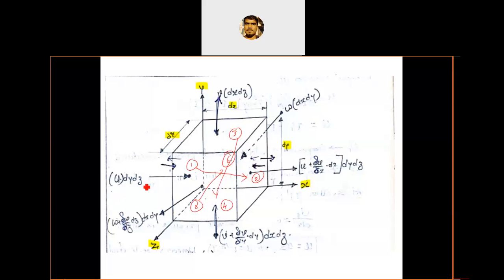So this is the component, velocity into area, which gives the flow. Flow in is equal to velocity into area, flow out. The velocity here is u, but on the other face it is not u because of the change in the dx direction. So u plus dou u by dou x into dx. Here the same thing in the y direction. Here u is the velocity in the x direction, v in the y direction, and w in the z direction, u v w. So v is the velocity in the y direction and w is the velocity in the z direction. This is the element we consider.